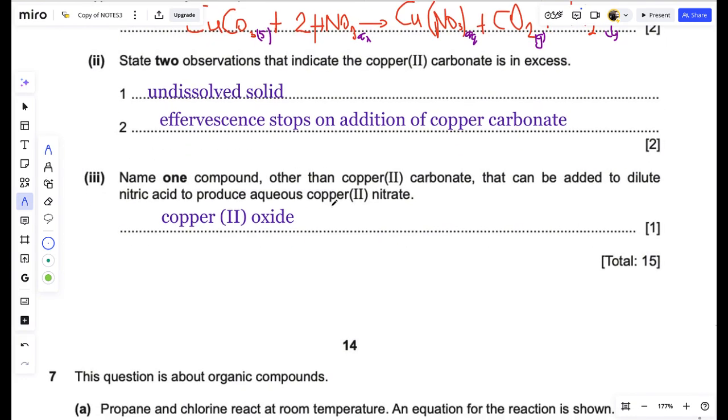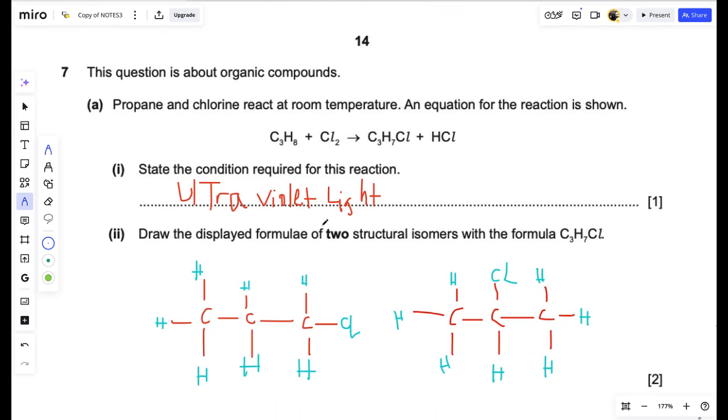Let's go to the next question. Name one compound other than copper carbonate that can be added to dilute nitric acid to produce aqueous copper 2 nitrate. Apart from copper carbonate, we can use copper oxide, right? And we'll produce that. Then we get 15 marks for this question.